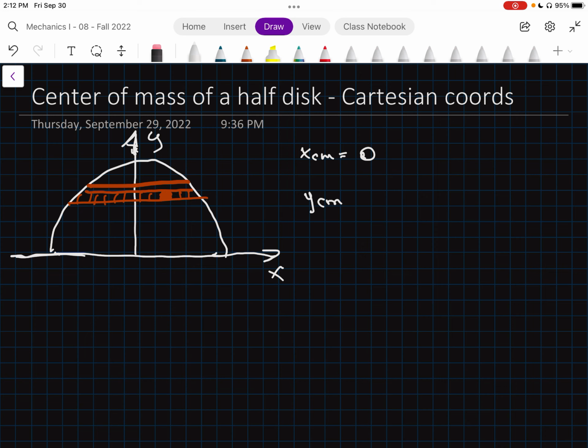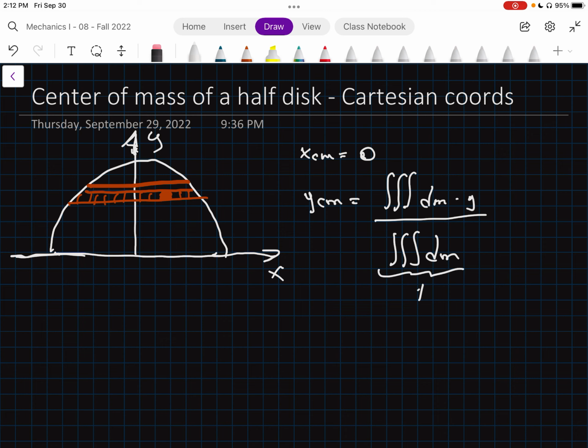Okay, the y center of mass is going to be the integral of all my little mass elements times their y coordinate, and then I'm going to divide by the integral, or the sum of every little chunk that I cut up and add back up, and this at the end will give me just the total mass of the object. So that's just my total mass. Okay. So then I need to know what is my expression for the mass element dm.